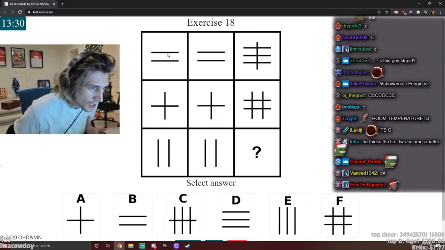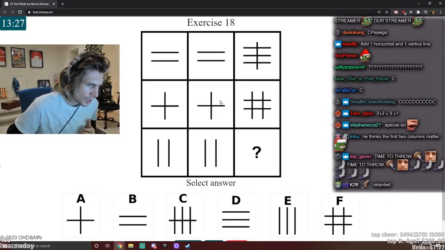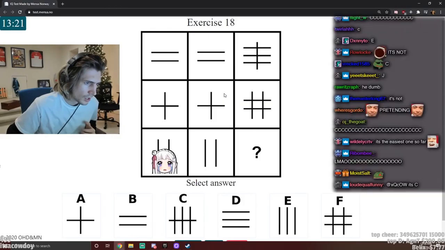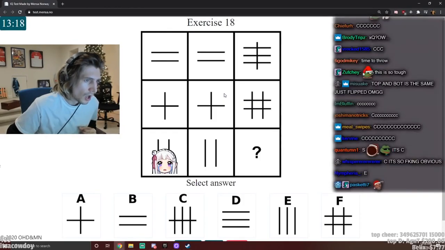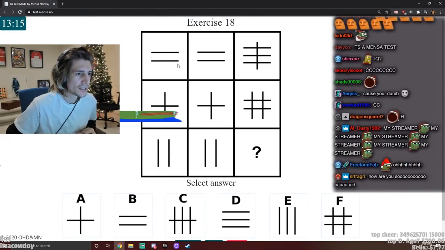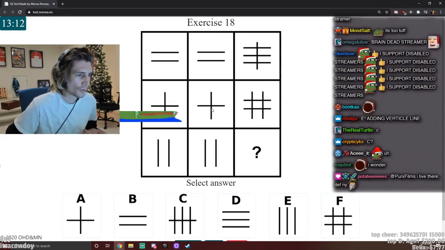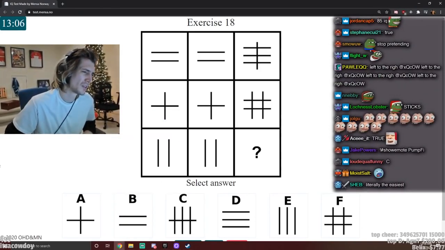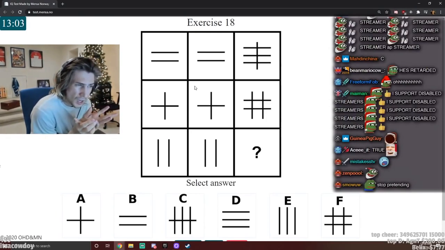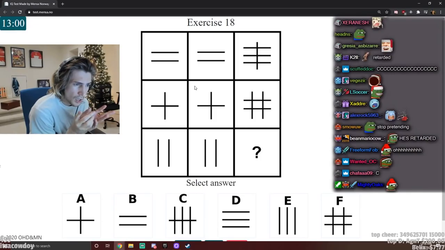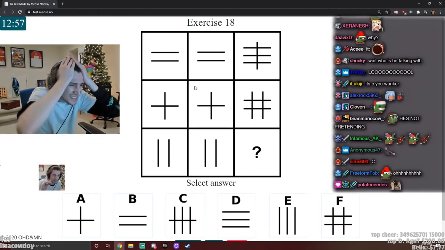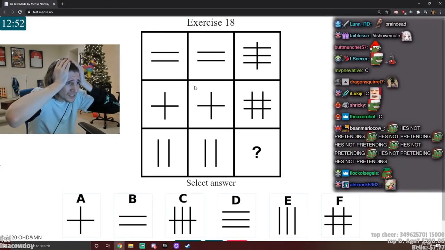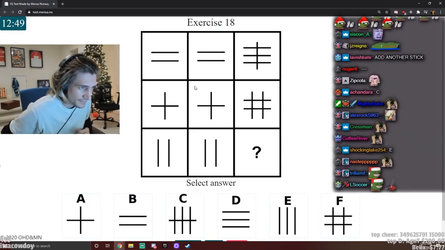Why is it so tough? Oh, I have four sticks. What can I do? I have four sticks. What can I do? No, this is so... You're so stupid, man. Shut up, man. I can't see there's a pattern here.